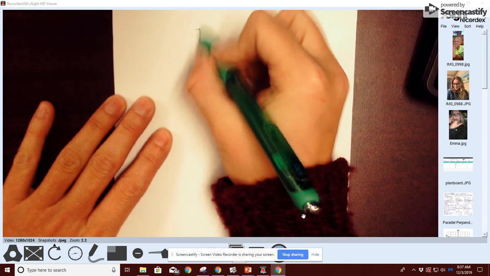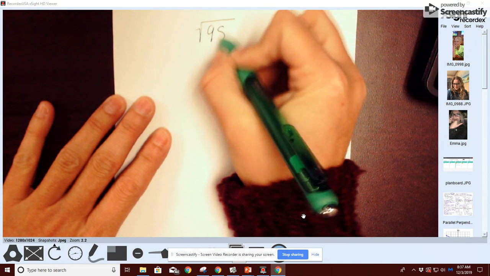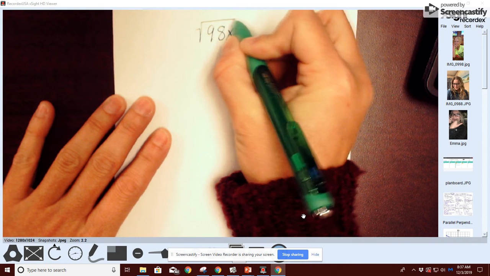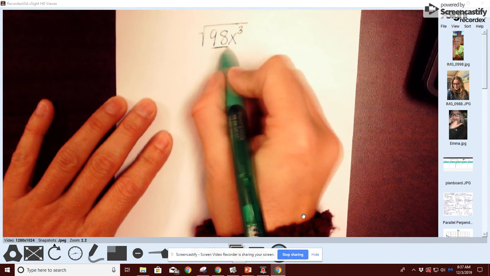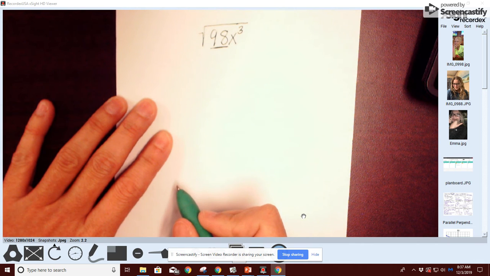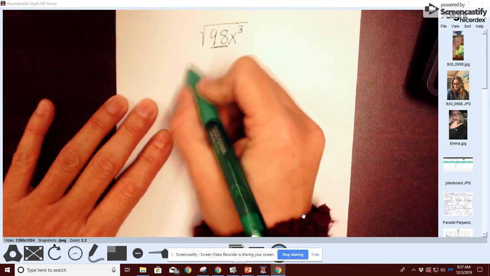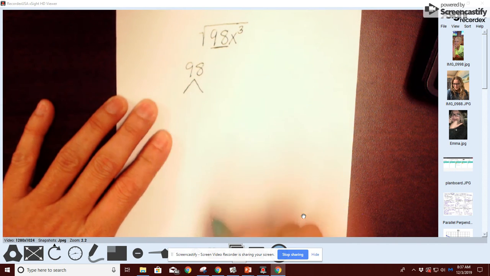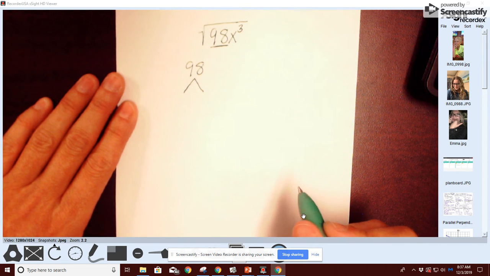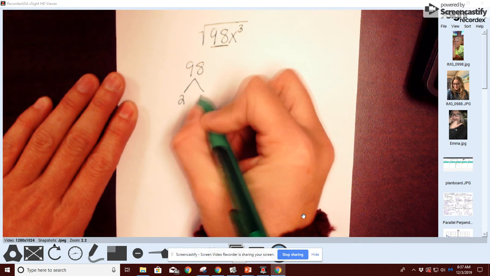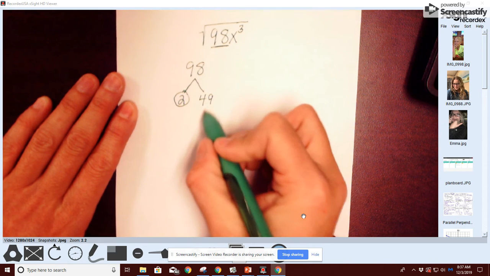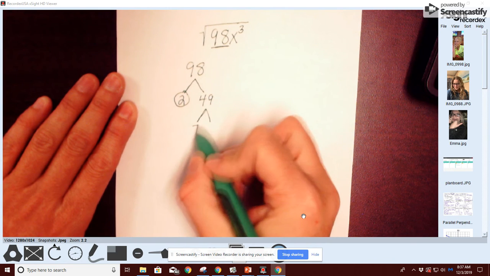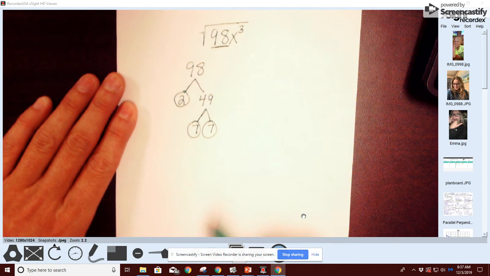All right, so if you have a problem like the square root of 98x cubed, to simplify it, you first have to create a factor tree for the number that's under the radical, your radicand. So 98, and just start with any factor pair. So a factor pair would be 2 and 49, and you want to circle your prime numbers. Then a factor pair for 49 would be 7 and 7, which are also prime.